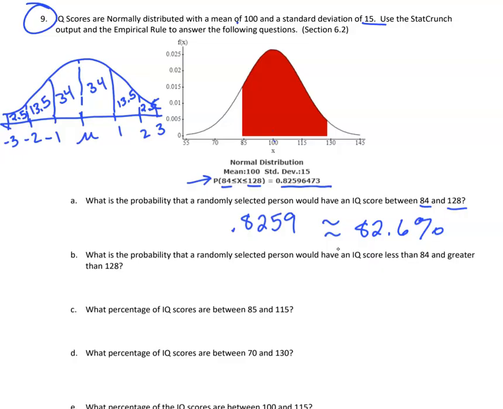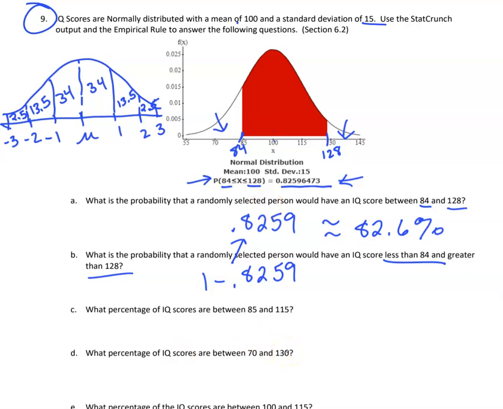Now, B says, what is the probability that a randomly selected person would have an IQ score less than 84 or greater than 128? So that would be this region and this region. So where the red is, 84 and 128. And I know that because of this information given to me from the output from StatCrunch. So notice that this would be the complement of the probability we just looked at. So this would be 1 minus the 0.8259, whatever that is. That's just the complement of the previous probability.